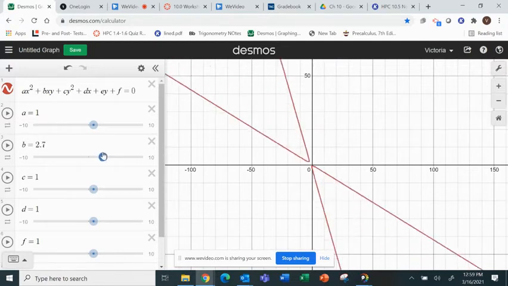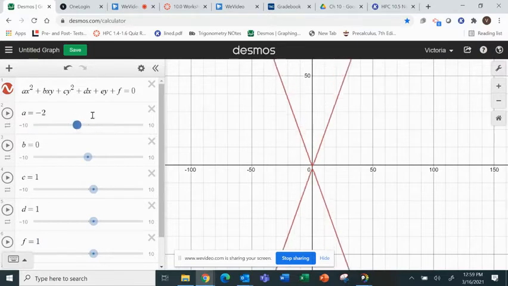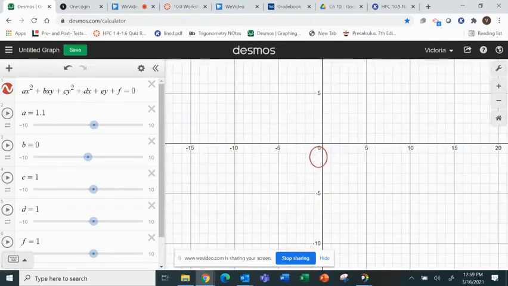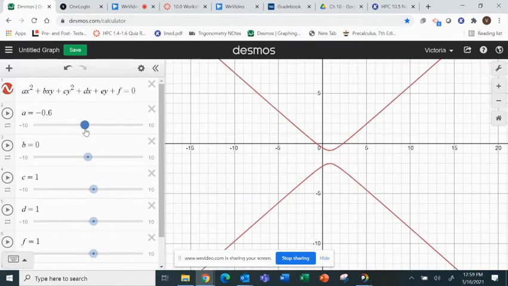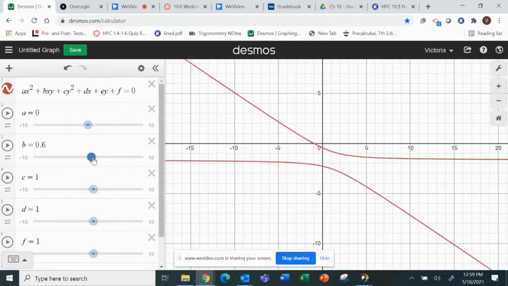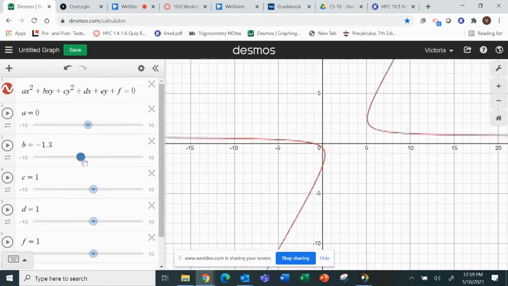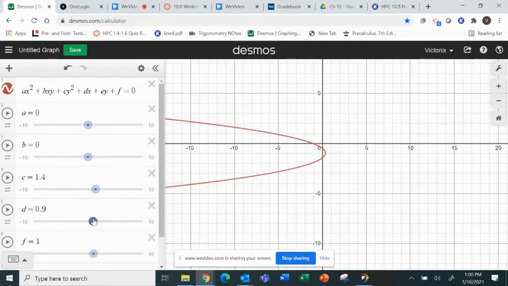So the B term is rotating it. If we don't have the B, there's going to be no rotation. I can change other stuff. Oh, I'm like zoomed out. I can change other stuff, and it's going to change what kind of graph we have. But if we don't have the B, then it's not rotated.